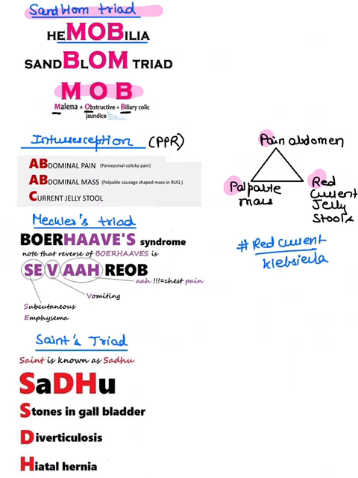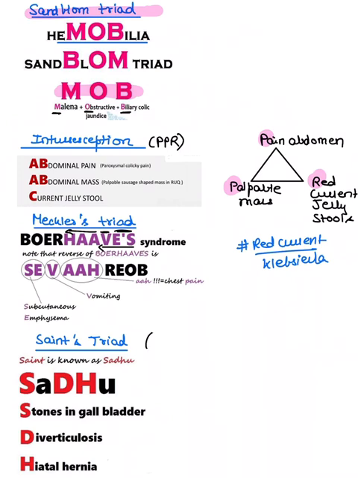Now coming on to the next one, that is Macular triad. So Macular triad, where do you see? It is seen in Boerhaave syndrome. So how do you remember it? Just go in a reverse direction. Okay, SE is for subcutaneous emphysema, V is for vomiting, and A is for pain, chest pain.